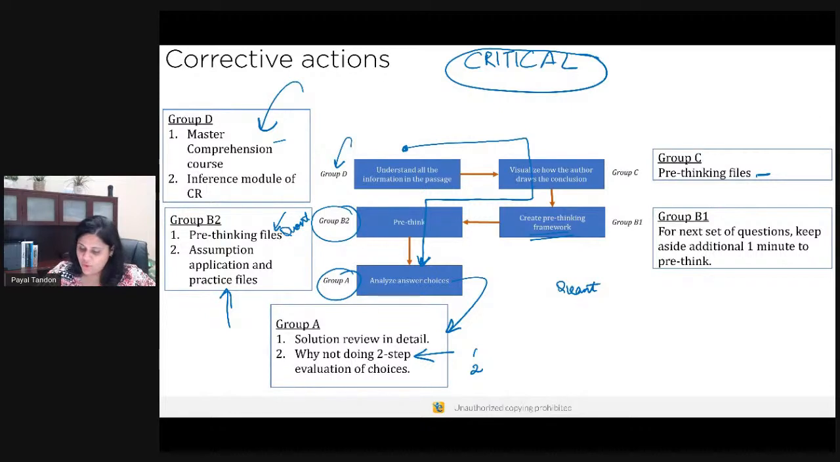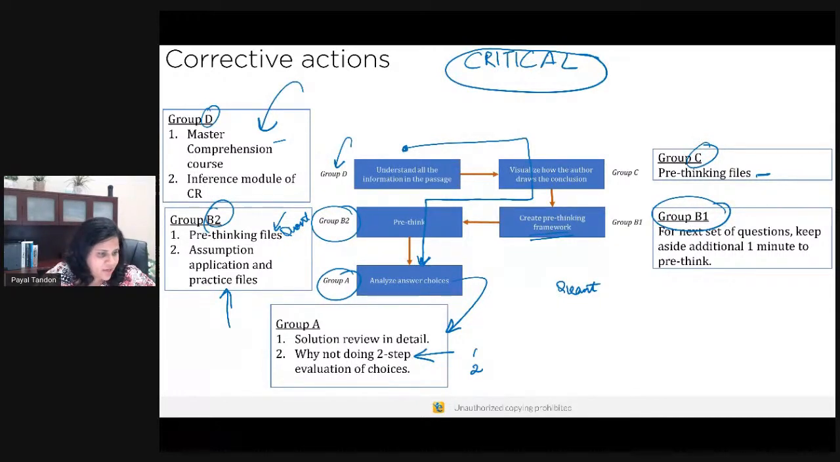Okay, now you can continue. Group A can continue to the next set of questions. Okay, group B1 can continue to the next set of questions. But if you are in group D, group B2, group C, you need to pause. You need to stop solving questions. You need to do something drastic.